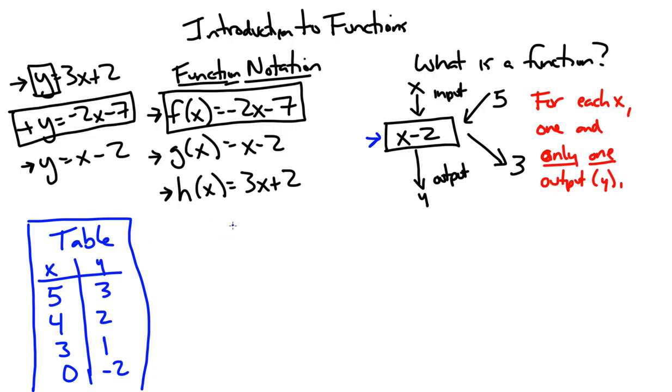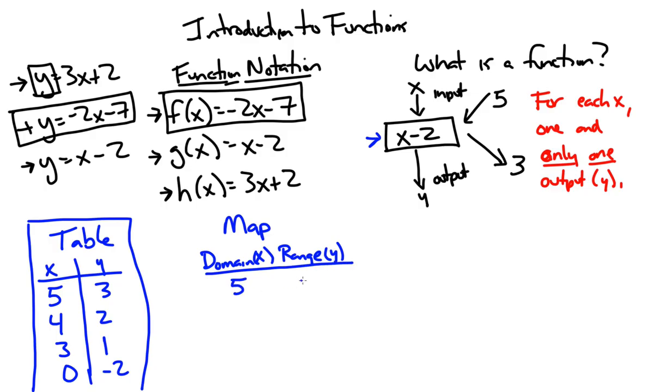Another way to do it is what's called a map. Okay? And a map, instead of showing x's and y's, we call it domain and range, which we'll talk about later. But essentially, the domains are the x's and the range is the y's. And then I can put in the same information.